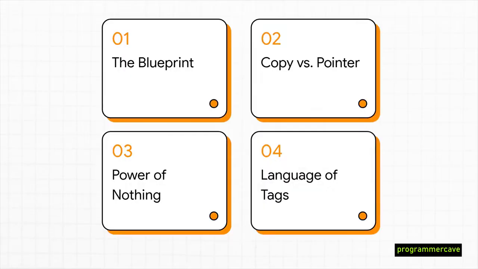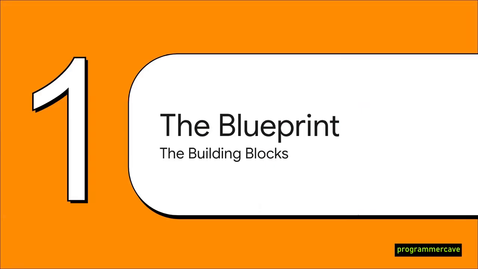So here's our game plan. First, we'll cover the basics, what a struct is, the blueprint. Then we'll dive into something critical, the difference between copies and pointers. After that, we'll get into a cool Go idiom, the power of the empty struct. And we'll finish up with the secret language of tags, something that'll definitely come up in senior-level interviews. Okay, let's kick things off.